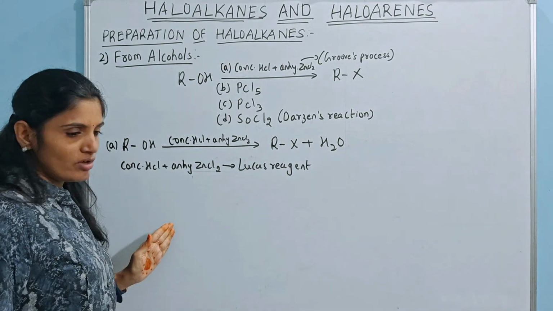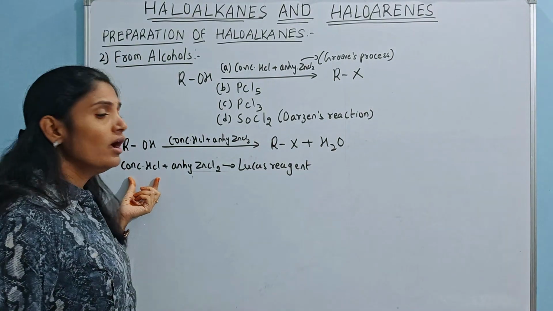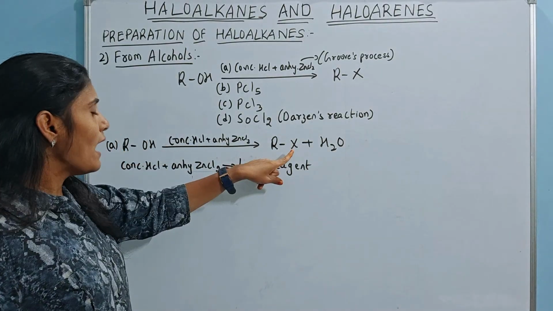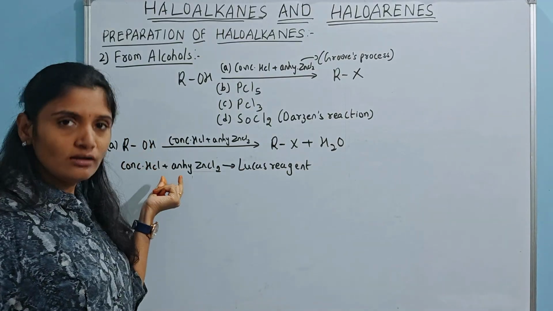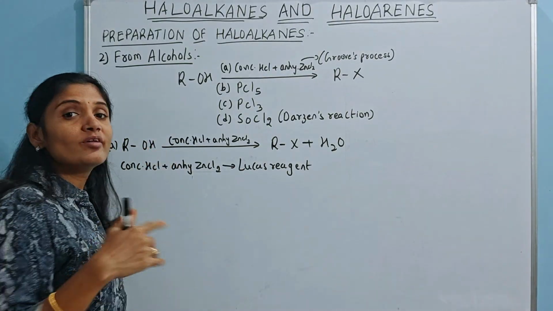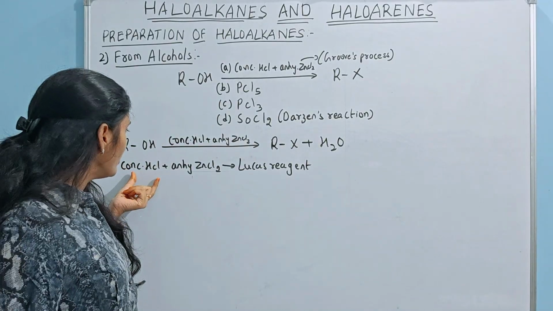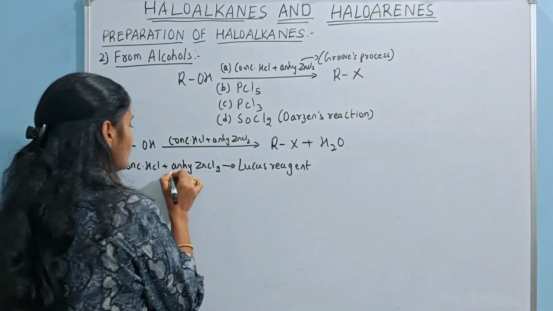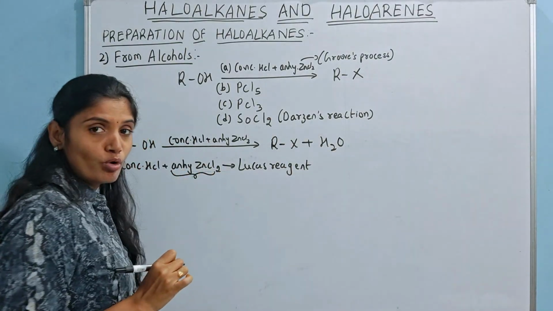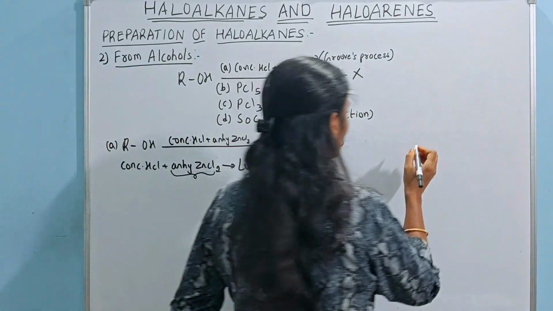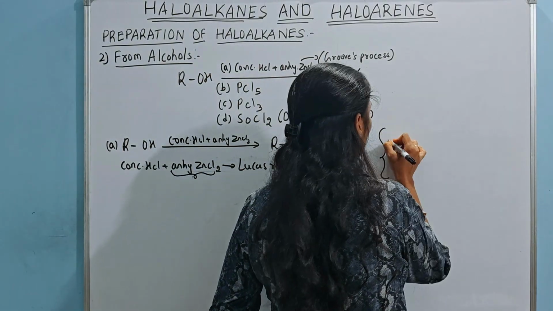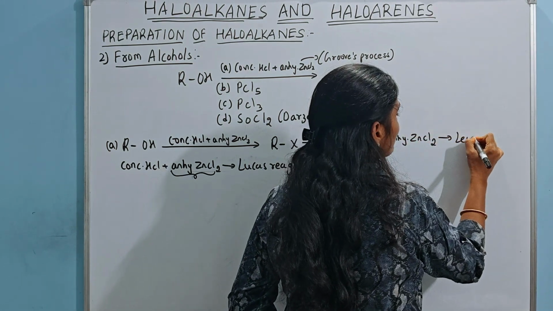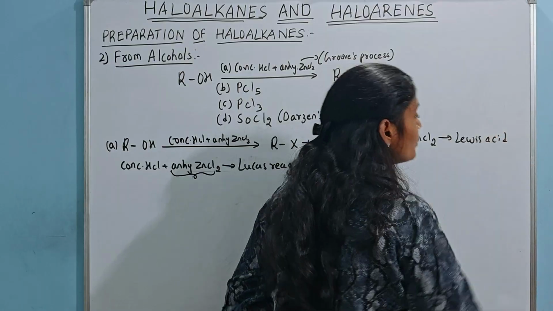Now when you see the reagent, the use of concentrated HCl is very much understood, because to prepare haloalkanes from alcohols you need OH to be substituted by Cl. That is the reason we are using concentrated HCl. Why we are using anhydrous ZnCl₂ is a very important thing for us here. Anhydrous ZnCl₂ is a Lewis acid.